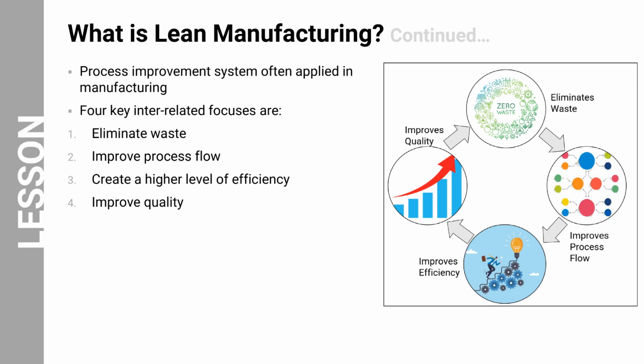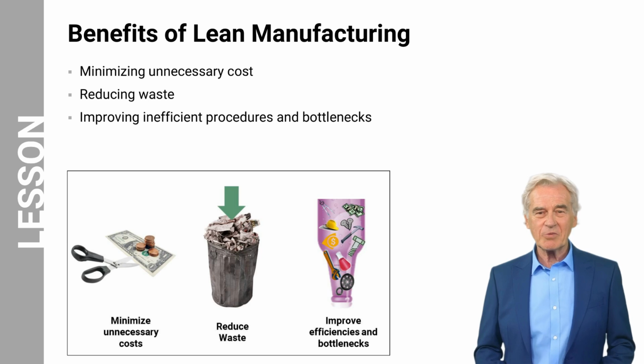Lean manufacturing is a process improvement system with four key interrelated focuses: eliminate waste, improve process flow, create a higher level of efficiency, and improve quality. Lean manufacturing principles help companies improve their processes and management methods and have many benefits, including minimizing unnecessary costs, reducing waste, and enhancing inefficient procedures and bottlenecks.